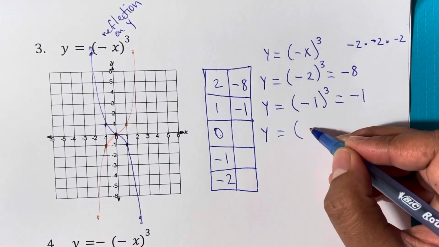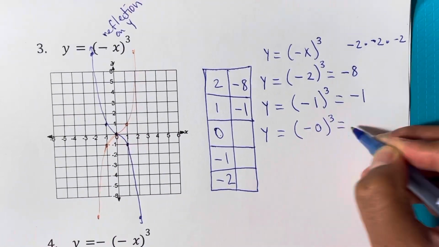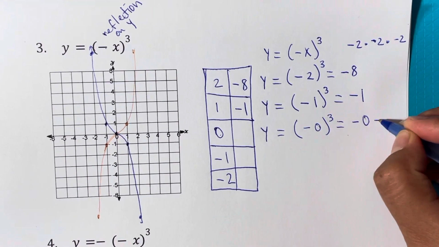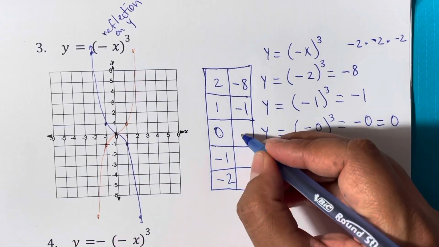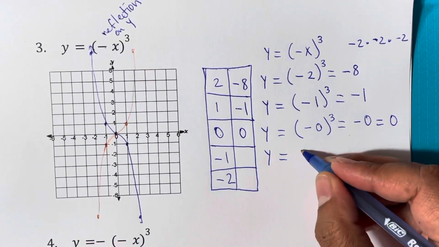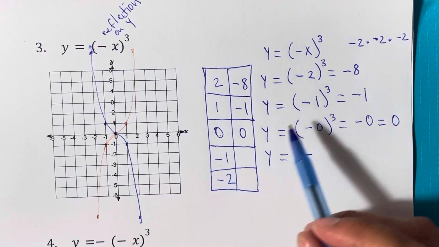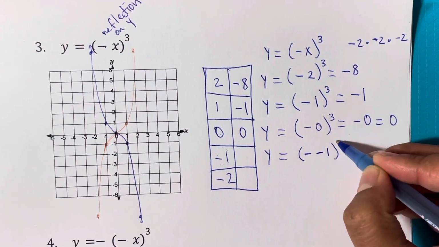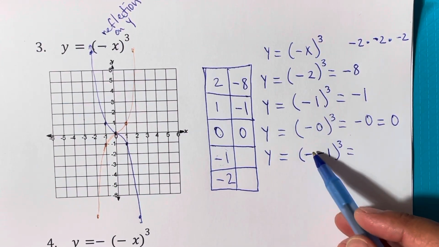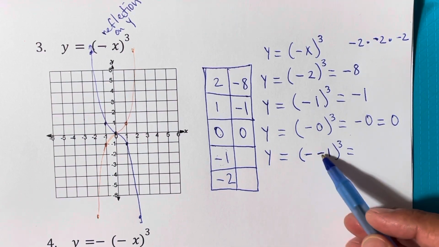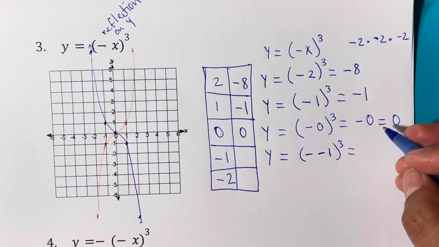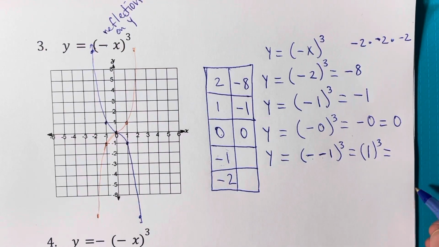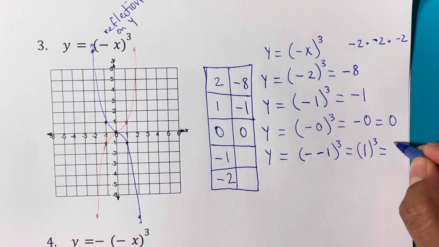Y is equals to negative 0 cubed. Negative times negative times negative becomes negative. 0 times 0 times 0 is 0, but remember that 0 is neutral. The next one is, bring down the negative, substitute x with negative 1 cubed. In here, first we're going to multiply the sign, so negative times negative becomes positive 1, and then bring over the exponent, and 1 times 1 times 1 is 1.